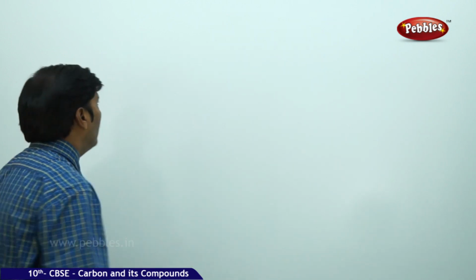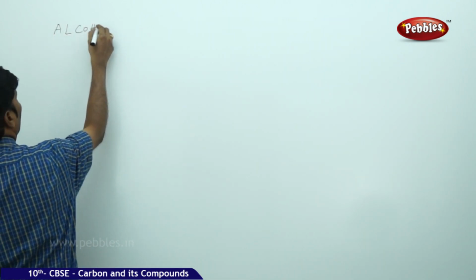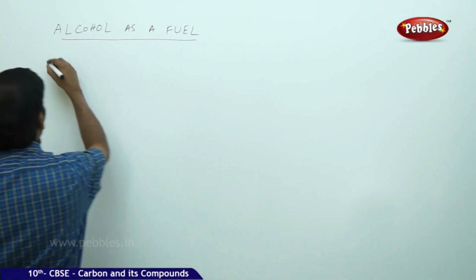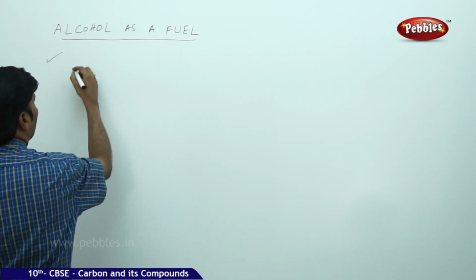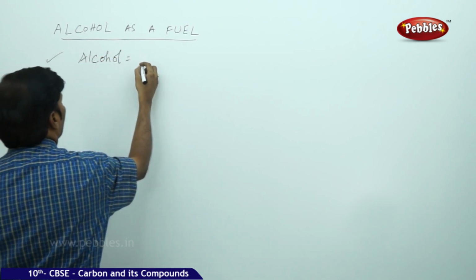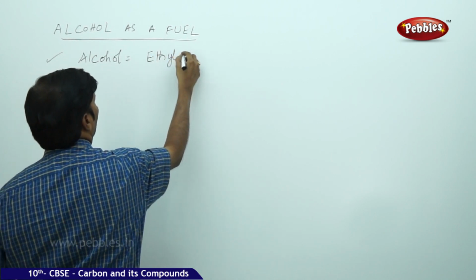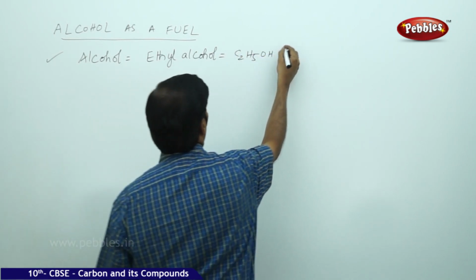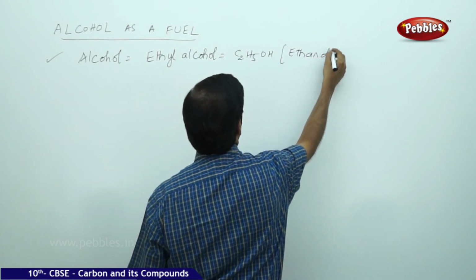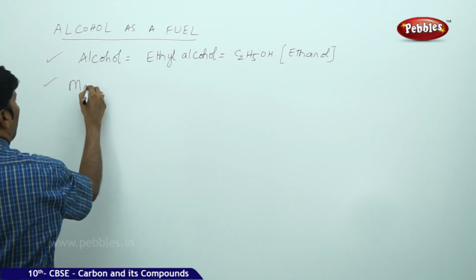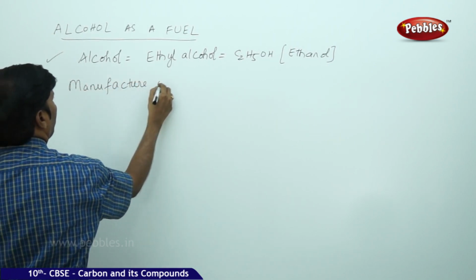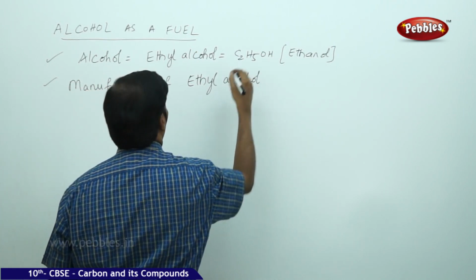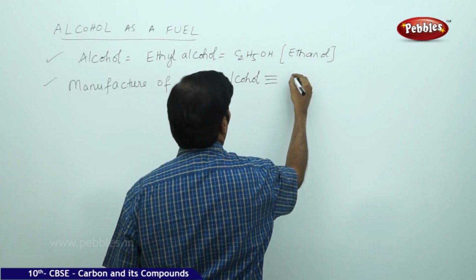So the next part of the discussion is alcohol as a fuel. When you say alcohol, it is nothing but ethyl alcohol, C2H5OH, which is also called ethanol. Manufacture of ethanol or ethyl alcohol can be done through molasses.